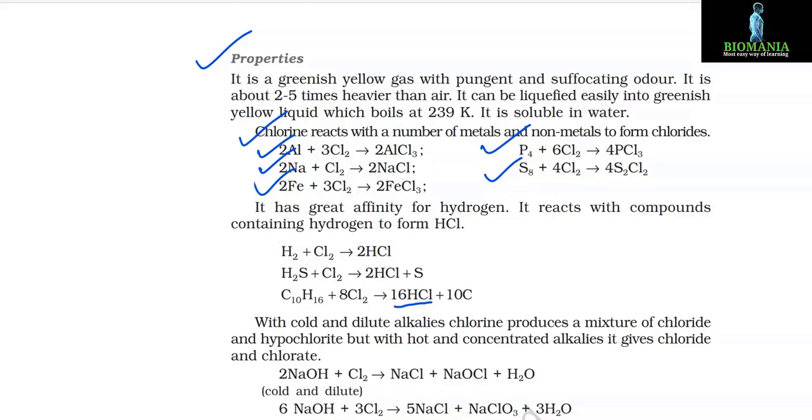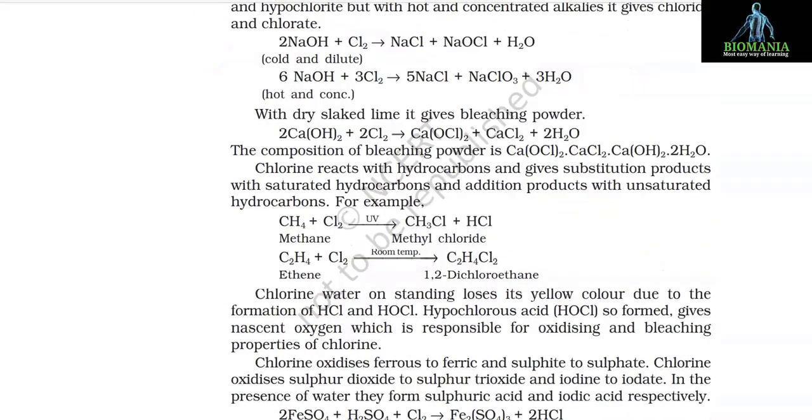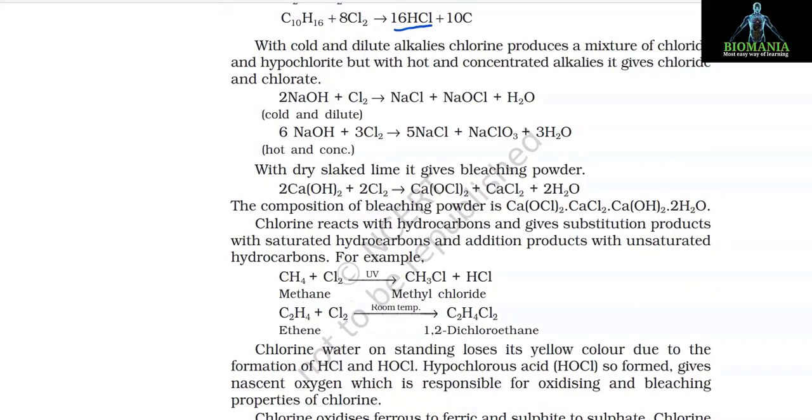With cold and dilute alkalis, chlorine produces a mixture of chloride and hypochlorite, but with hot and concentrated alkalis, it gives chloride and chlorate. Reactions are: 2NaOH, cold and dilute, + Cl2 gives NaCl + NaOCl + H2O. And the next reaction is 6NaOH, hot and concentrated, + 3Cl2 gives 5NaCl + NaClO3 + 3H2O.